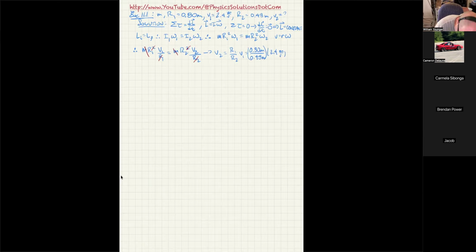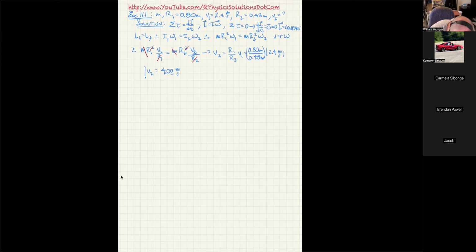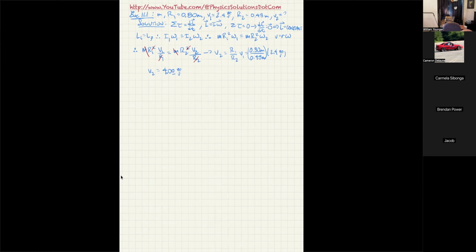And that gives us v2 is equal to 0.80 divided by 0.48. Multiply that by 2.4, and that gives me 4.00 meters per second. And that is the final velocity when you actually shorten the string from 0.80 meters to 0.48 meters. Anybody have any questions on that?